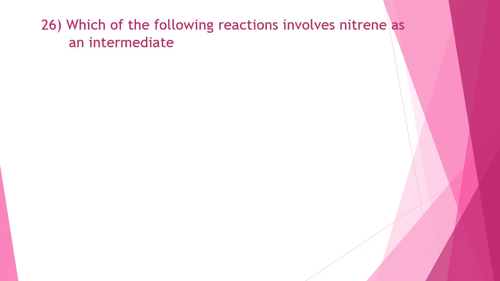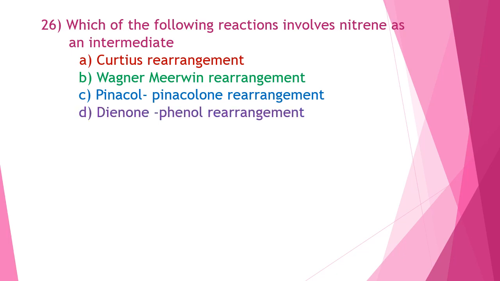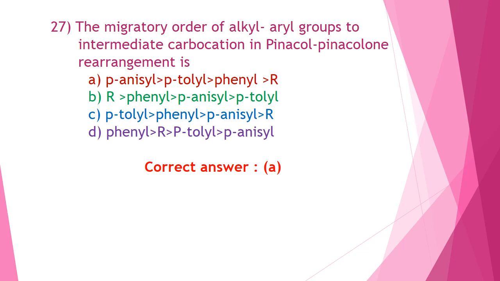Question number 26. Which of the following reactions involves nitrene as an intermediate? Here, option A is the correct answer. In the Curtius rearrangement, nitrene is an intermediate, but in all the other three rearrangements, Wagner-Meerwein rearrangement, pinacol-pinacolone rearrangement, dienone-phenol rearrangement, nitrene is not an intermediate. Correct answer is A.